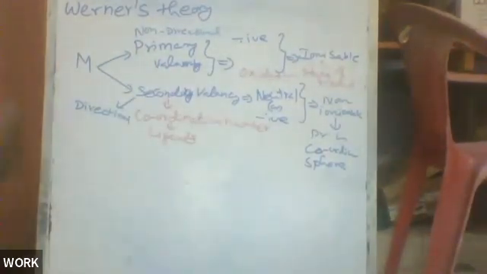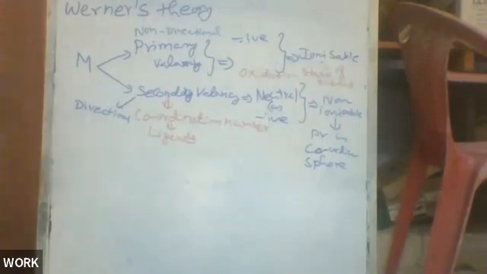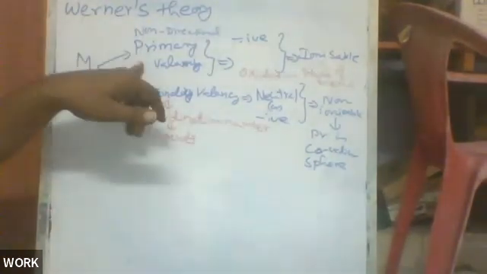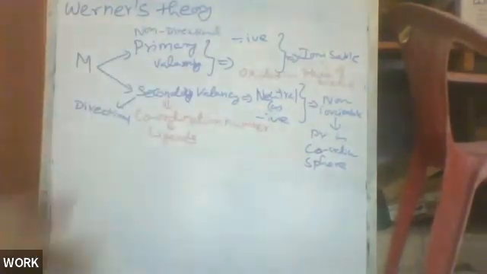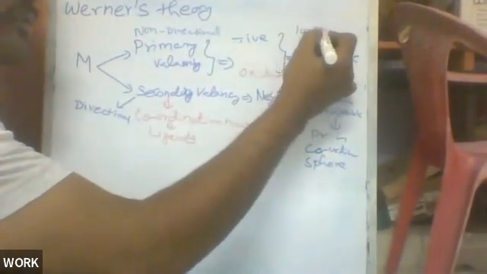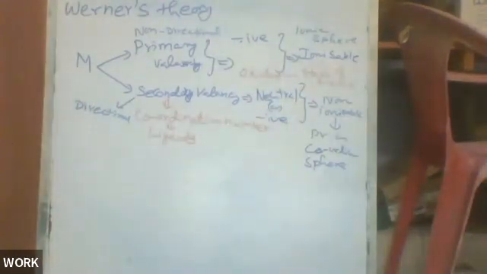And the secondary valencies are directional and non-ionizable. It is equal to the coordination number of the metal. It is commonly satisfied by neutral and negatively charged ions, which are called ligands. That is present in the coordination sphere. The primary valency will be present outside the coordination sphere, in the ionic sphere. The secondary valency will be present in the coordination sphere. That's all about Werner's theory. Nothing more.